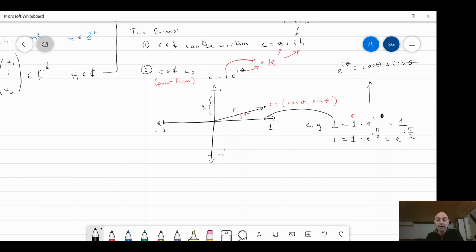Okay, so this here is Euler's formula. If you're ever confused about how to think about e to the i theta, technically you could always rewrite it this way. This converts between the two forms for you. So i is equal to e to the i pi over 2.